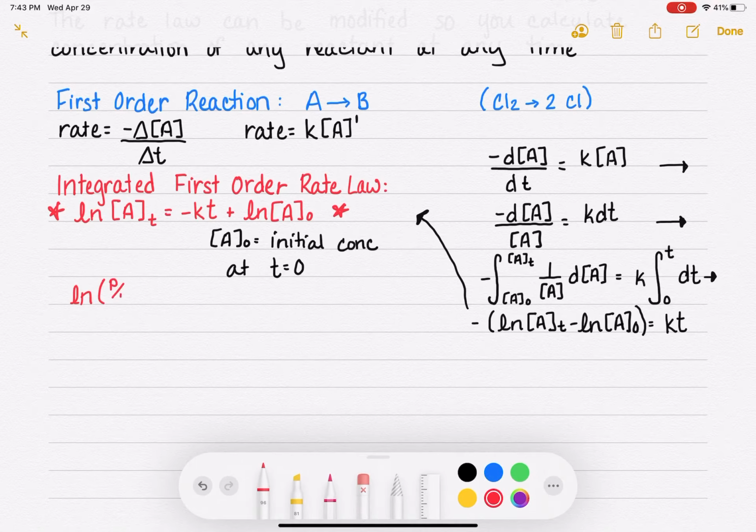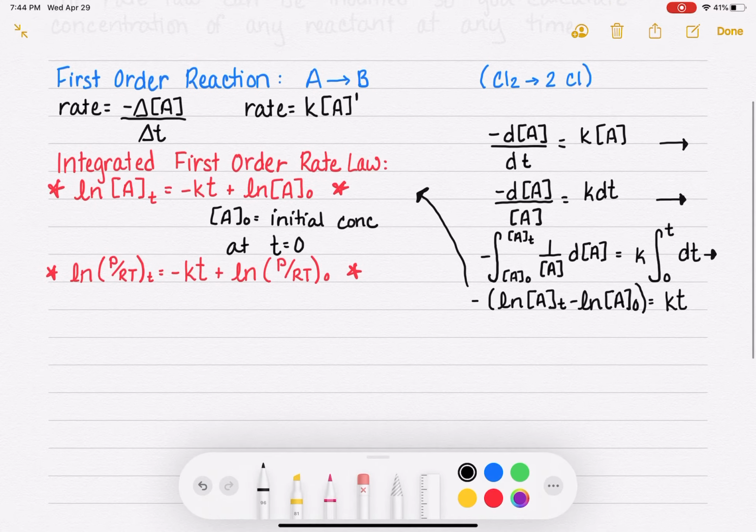So we could go pressure over our T for temperature, so that's a capital T, at time t is equal to negative, got to keep our T's straight here, k times t plus the natural log of P over our temperature T at time equals 0. So both of these in red right here are the integrated first order rate laws. These allow us to calculate the concentration, or the pressure if it's a gas, at any time that we want over the course of a reaction.